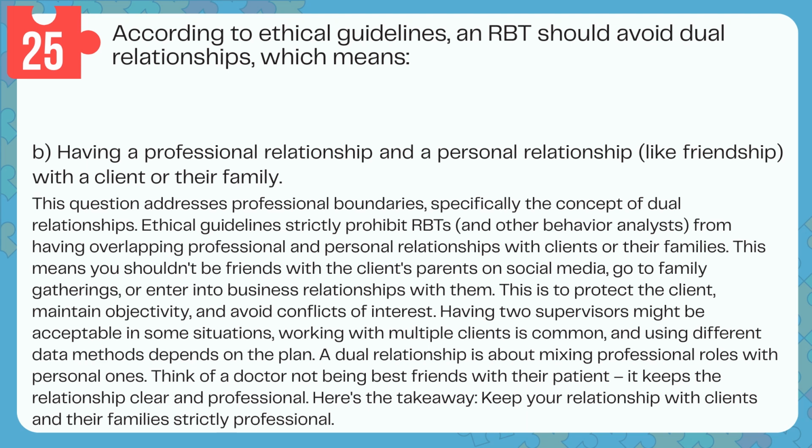Answer B. Having a professional relationship and a personal relationship, like friendship with a client or their family. This question addresses professional boundaries, specifically the concept of dual relationships. Ethical guidelines strictly prohibit RBTs and other behavior analysts from having overlapping professional and personal relationships with clients or their families. This means you shouldn't be friends with the client's parents on social media, go to family gatherings, or enter into business relationships with them. This is to protect the client, maintain objectivity, and avoid conflicts of interest.